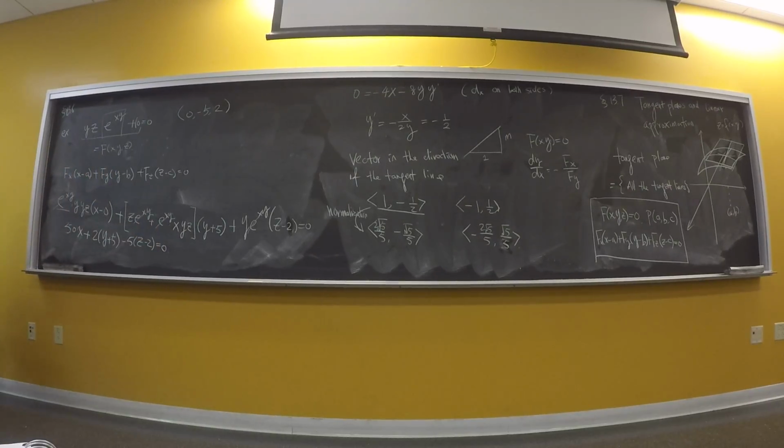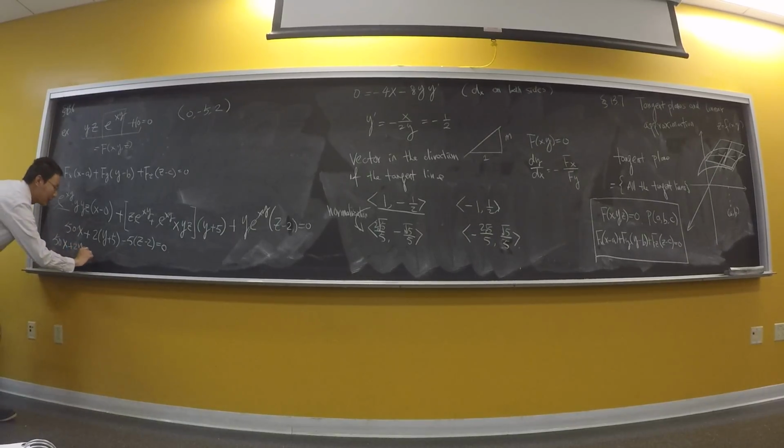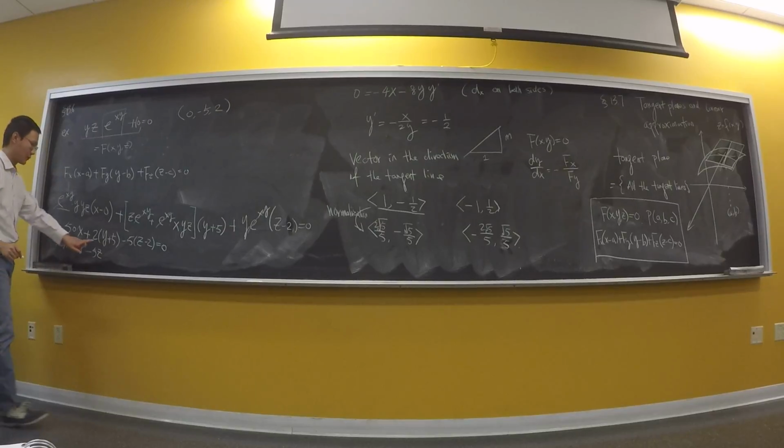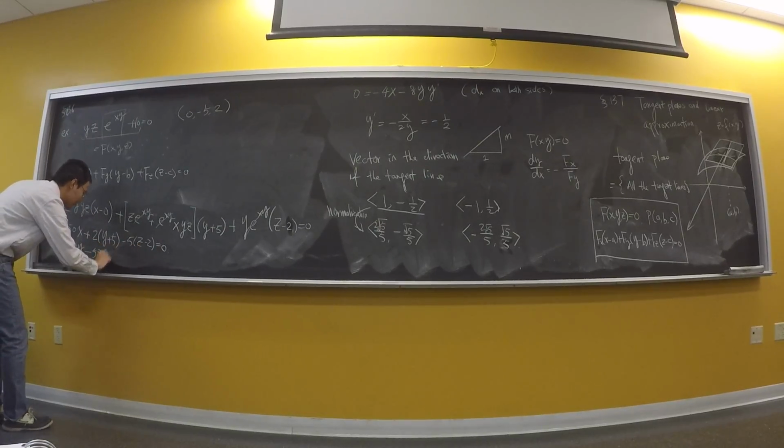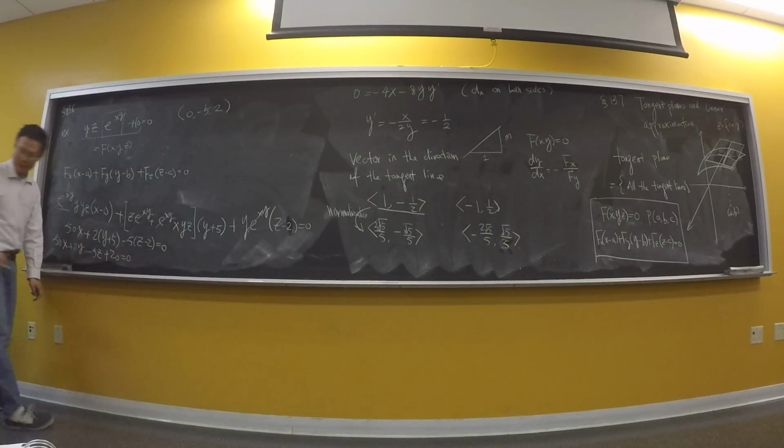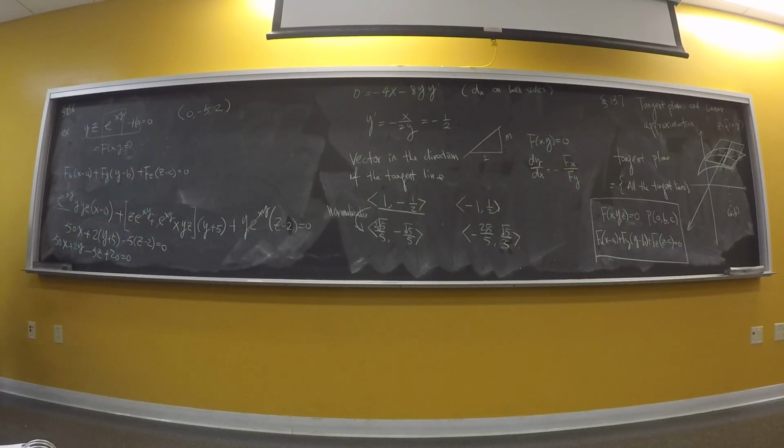So we can break all the parentheses and pull the numbers out. It will be 50x plus 2y minus 5z. I have a plus 10 and then another plus 10, so it's plus 20 is equal to 0. Am I right? Am I making any mistake?